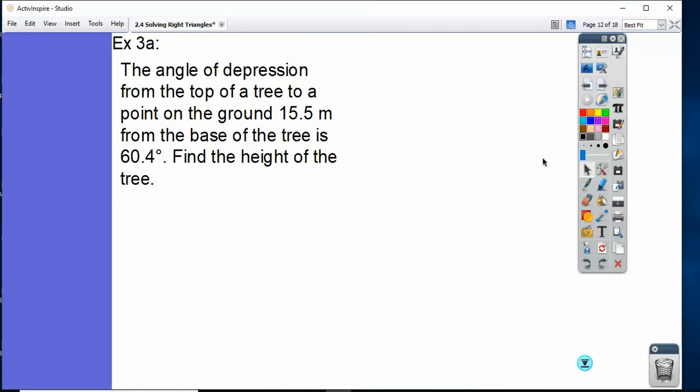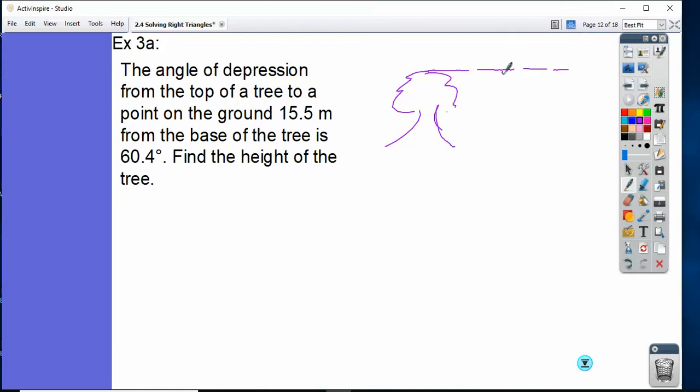So we're talking about a tree. Okay. I am quite the artist. So there's my tree. Okay, I have the angle of depression. What do you know about an angle of depression? Okay, it starts from a horizontal going down. So am I at the top of this tree or at the bottom? We're at the top. Okay, so I've got this horizontal coming from the top. So from there down is what angle? That's crooked. This would be the 60.4 degrees. It's from the top down.